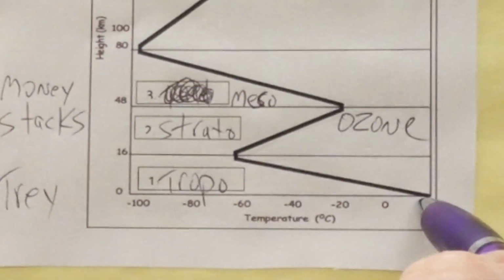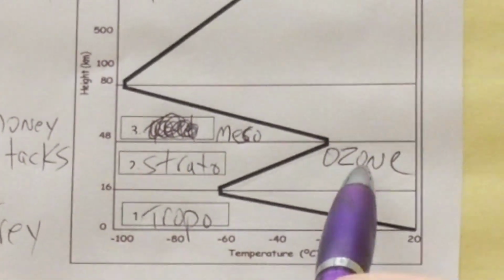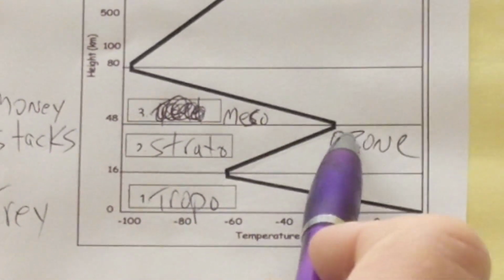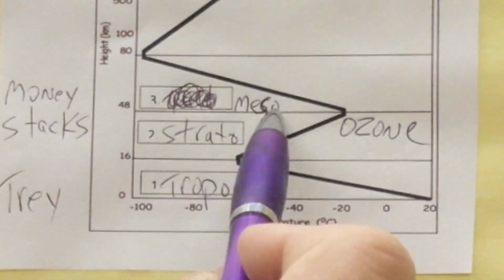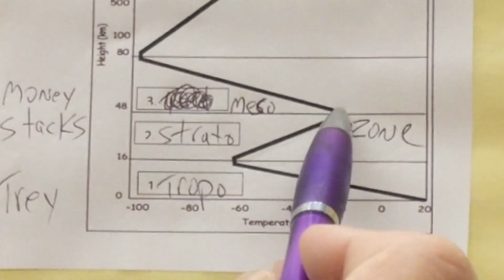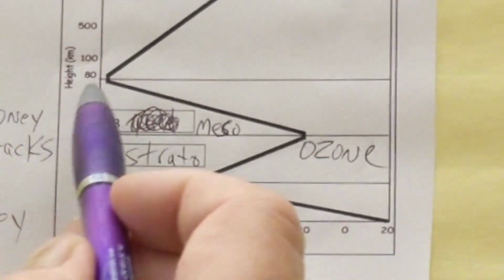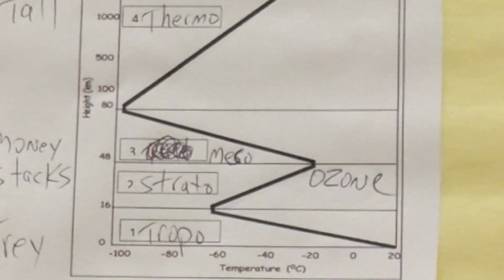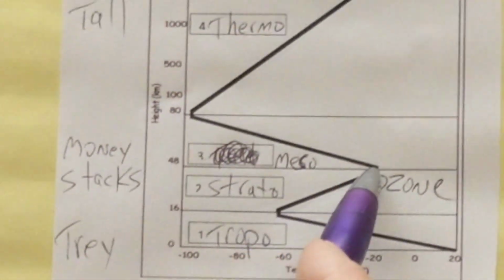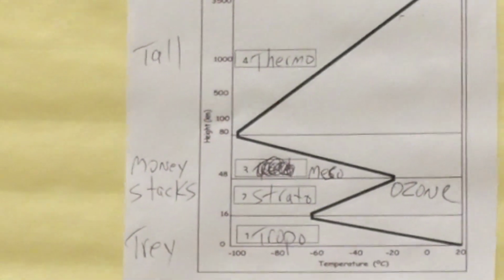So remember we said the layers of the atmosphere are divided based upon temperature. So the ozone layer is here. It protects us from ultraviolet radiation and everything's getting warmer. Now we get to where the money is, where the mesosphere is. Then all of a sudden it's going to start getting colder again as you go up in altitude. Then the last layer is the thermosphere, and the thermosphere gets warm again. So we get cold, hot, as Trey stacks money tall in the layers of the atmosphere.